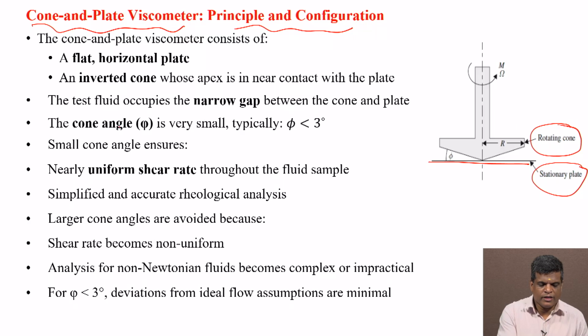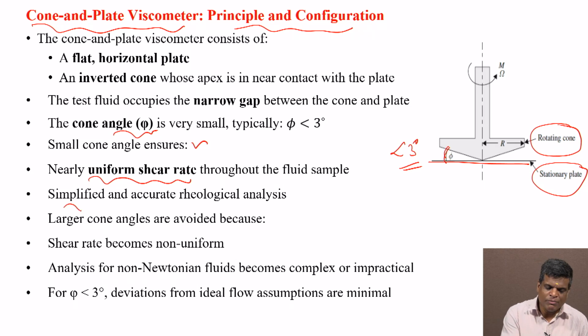Then in the test here, there is a narrow gap between the cone and the plate. The cone angle theta here is always less than 3 degrees. If you make it a small angle, you ensure a uniform shear rate throughout the process. It also simplifies things and gives accurate rheological analysis.